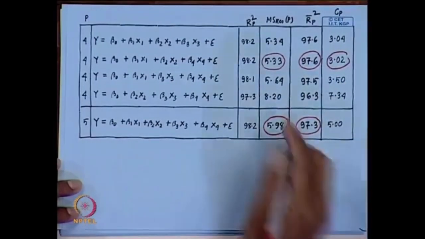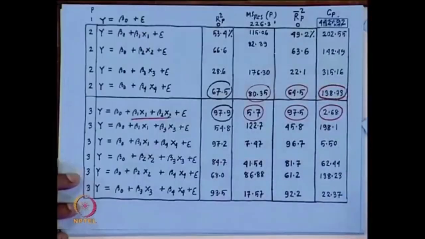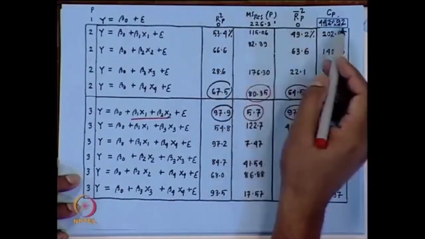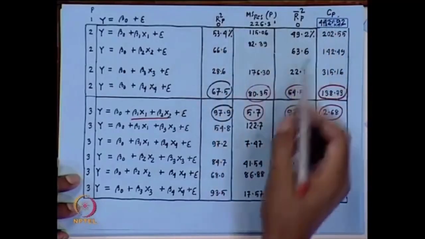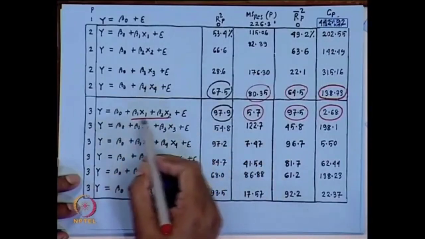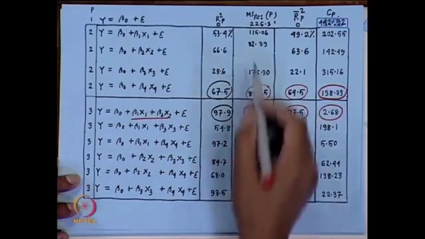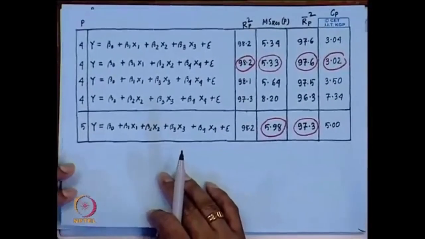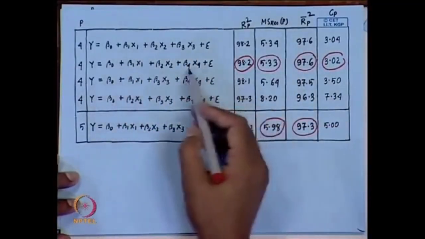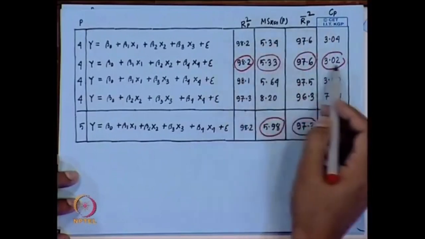And overall, we talked about different criteria for evaluating the model. If you combine them, for the two variable model, it appears that the model involving x 1 and x 2 is the best one with respect to all the criteria. And among the three regressor models, this one is also good with respect to all the criteria. So this is how we write down all the models involving a maximum of k minus 1 regressors, then we fit them and evaluate them using some criteria, and we choose the best model out of all possible models.